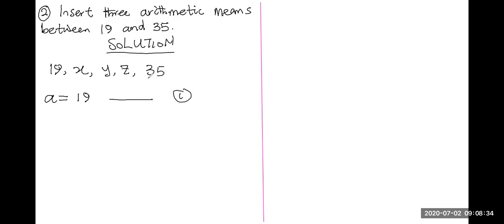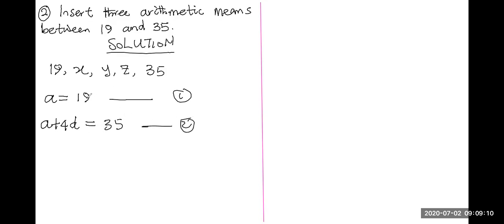Now if you want to insert, this x is between 19 and y. So you cannot simply say 19 plus y divided by 2 and all that. Well, you can do that, but you're going to have three simultaneous equations that will take you a longer time to solve. To navigate that, since we are given the first and the fifth term, we can say that our fifth term, which is a plus 4d, remember the pattern of the general arithmetic term, so a plus 4d, which is the fifth term, equals 35. This is equation 2.